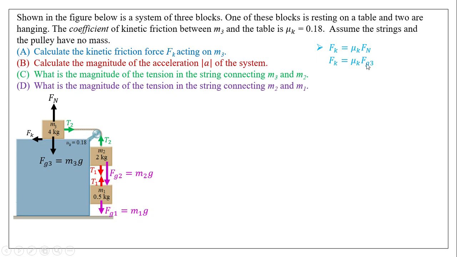Instead of F of N, I can replace F of N with F of G3. But then we also know F of G3 is just the mass times gravity, the mass M3 times gravity. Okay, so just make sure you pay attention to your masses as you deal with systems of multiple masses. All right, and now we know everything. Mu k is given as 0.18, M3 is 4 kilograms, and then acceleration due to gravity here is 9.8.